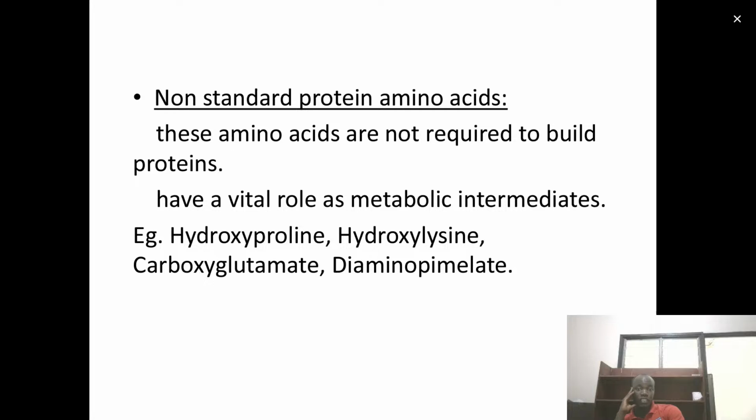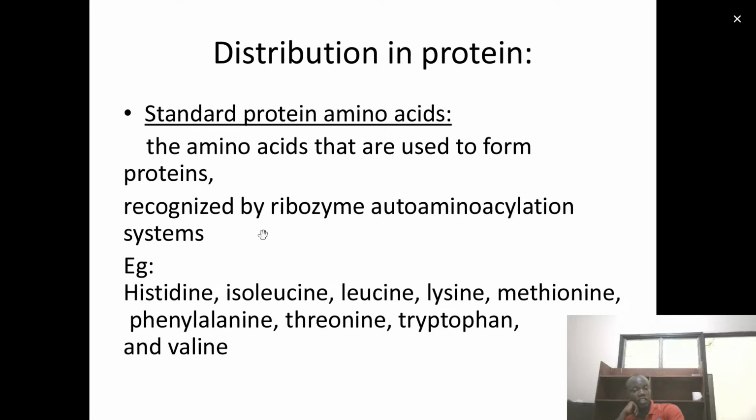So we have non-standard protein amino acids. These are the amino acids that are not required to build proteins, and they have a vital role as metabolic intermediates. So we have hydroxyproline, hydroxylysine, carboxyglutamate, and diaminophenolate. So these are the non-standard amino acids. It means that these amino acids are not found in proteins, but the standard amino acids are the ones that are found in proteins, and these are the examples.